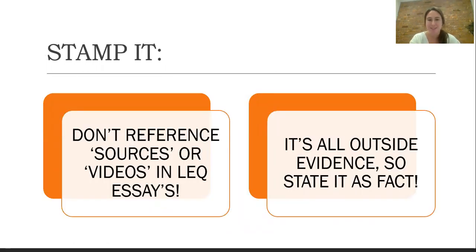So stamp it. Don't reference sources or videos in LEQ essays. We had a lot of people reference source 2 on LEQs, or this video, in their LEQ essays last week. You don't reference that on LEQs, you just state it as evidence that you know. It's all outside evidence on an LEQ, so just state it as fact.